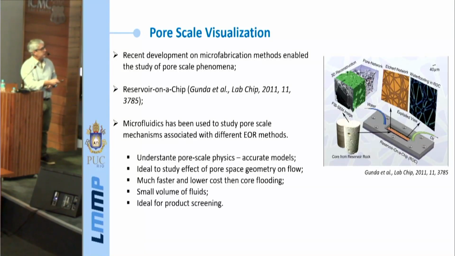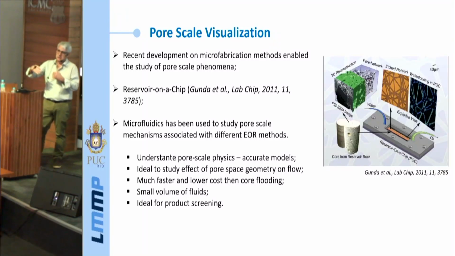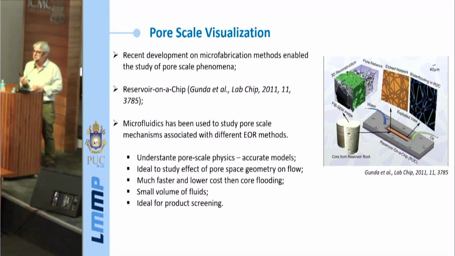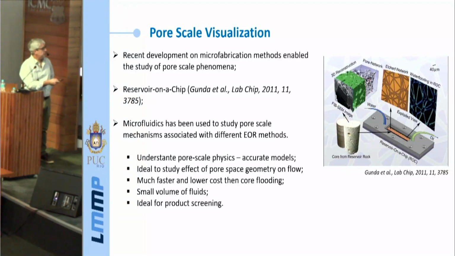When you run experiments to screen different fluids, is this polymer going to work better than that, or is this surfactant going to work better than the other surfactant? Instead of running experiments that sometimes take weeks to run in a core flooding experiment, you can do that in a microfluidic device. It will take a few hours, so you can run through very large parameter spaces. So it's much faster and lower cost, and you can use small volumes of fluids.